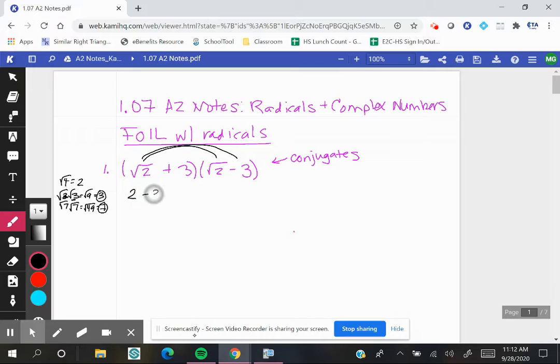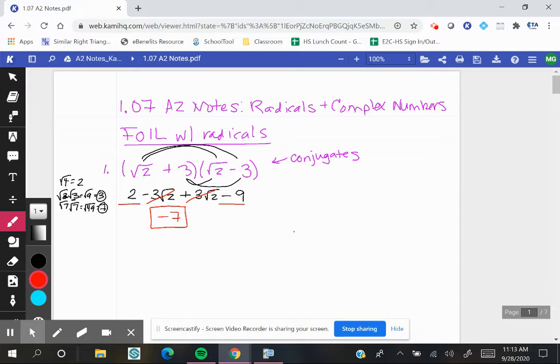And then we have negative 3 times rad 2 gives us negative 3 rad 2. If one's under a radical and one's not, you cannot put them both under the radical or both out. You keep one in, one out. And then here we distribute the 3 to everything now, so we have 3 rad 2. And our last term is positive 3 times negative 3, which is negative 9. Now you'll notice in the center terms, negative 3 rad 2 and positive 3 rad 2 cancel. And 2 minus 9 are like terms, so we can combine those to get negative 7.